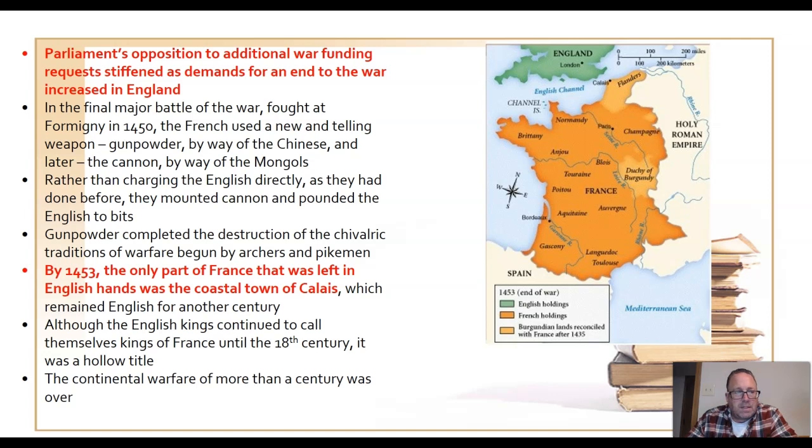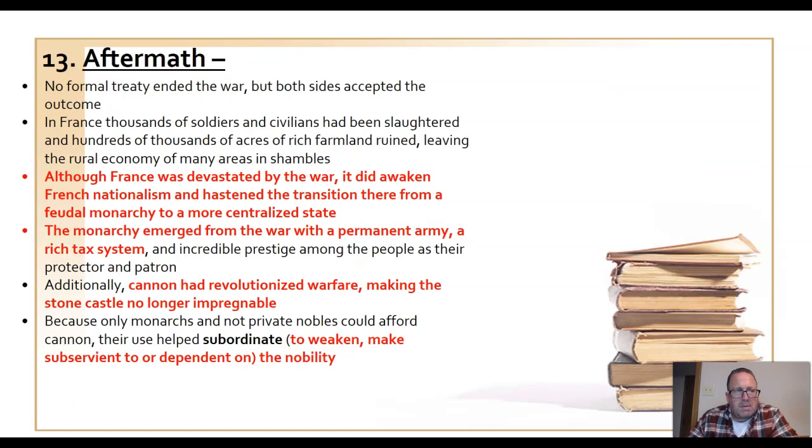So in 1453, the war comes to a close. Got that? And it says the only part of France that was left in English hands was the coastal town of Calais. And that's all they get. Calais. It's not much. But anyway. All right. So that's some of the things. So let's talk about the aftermath.